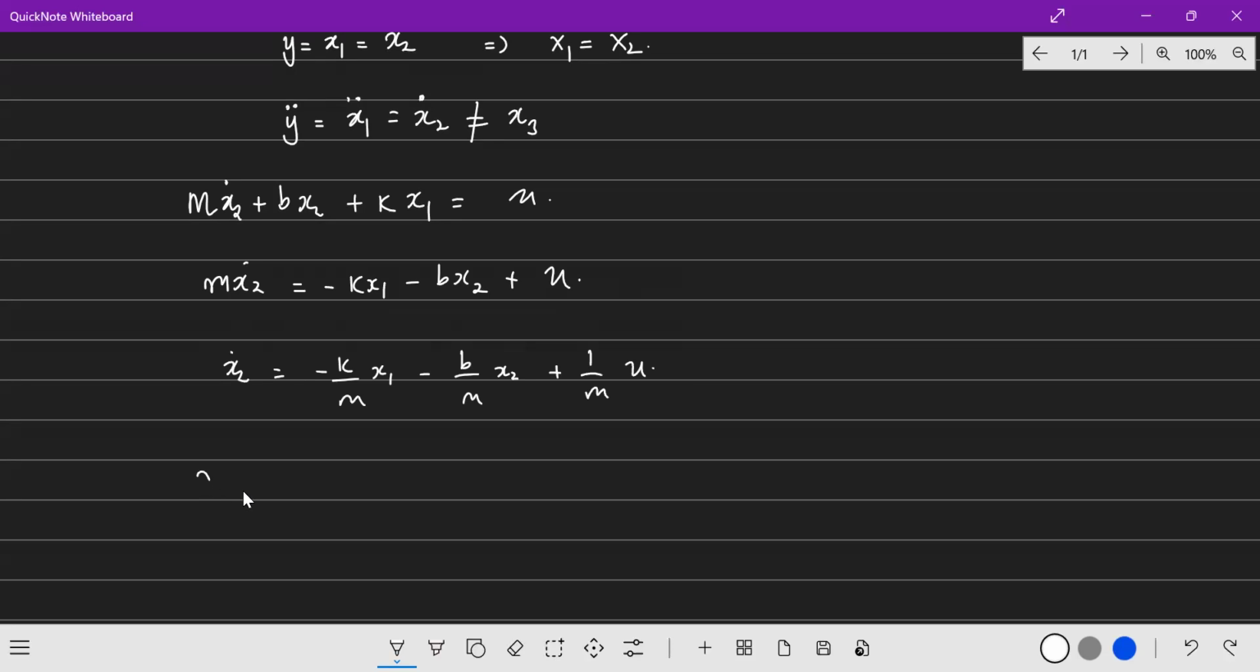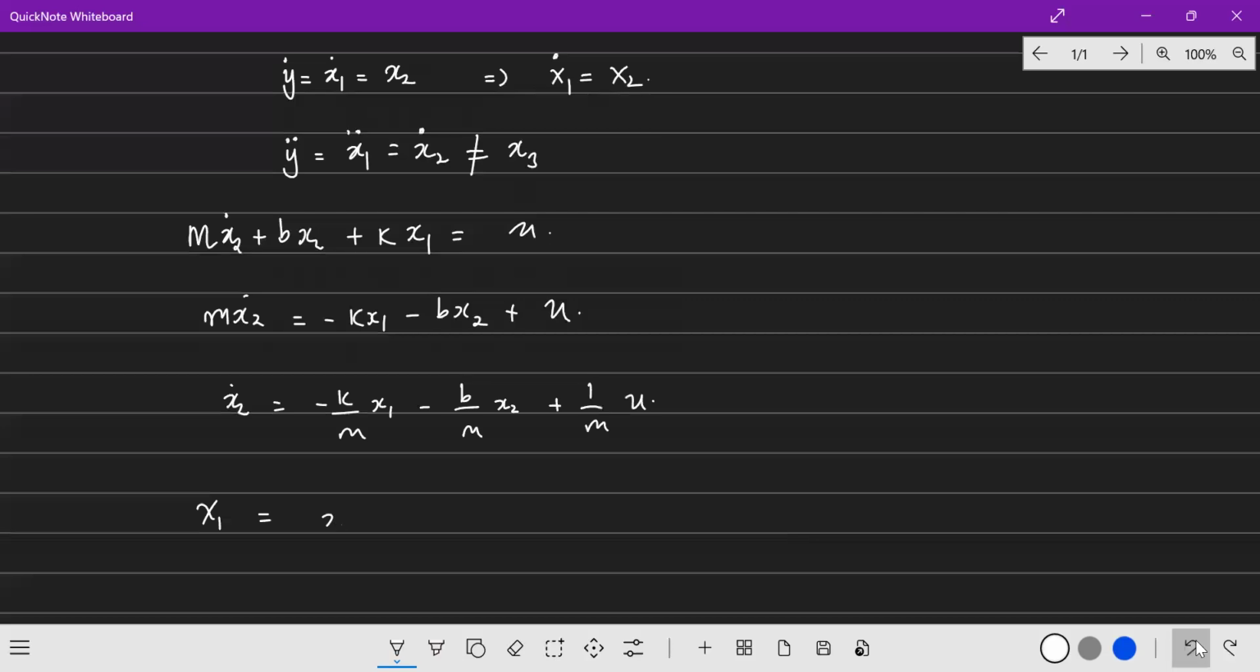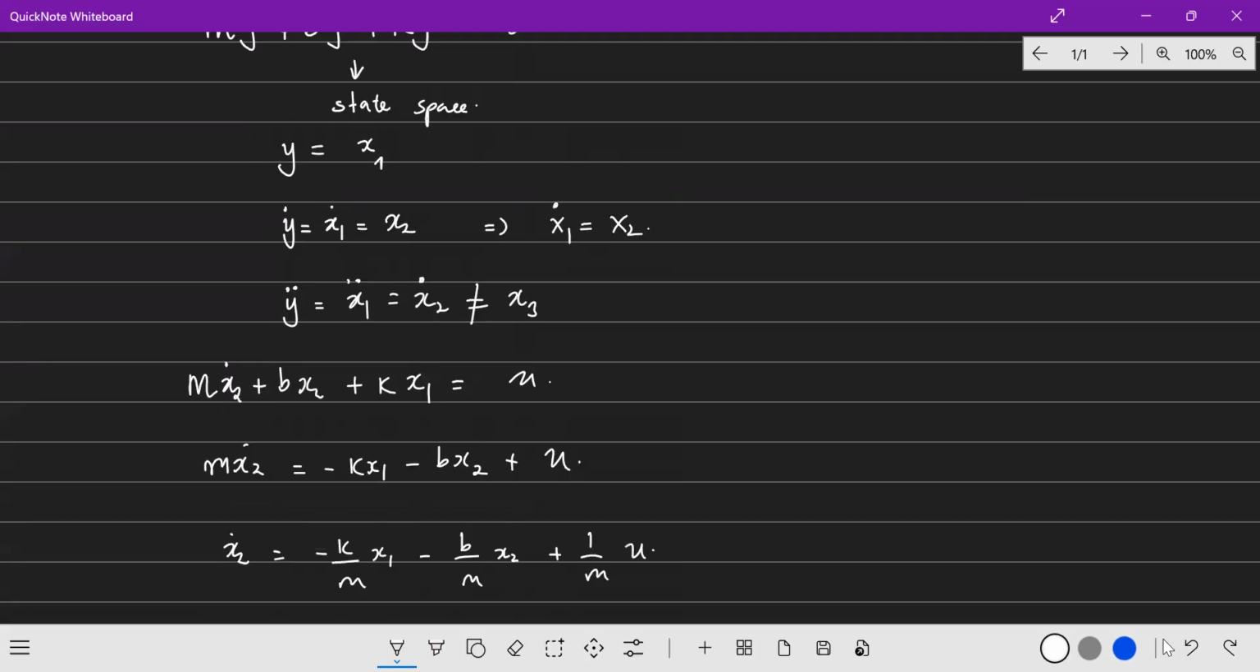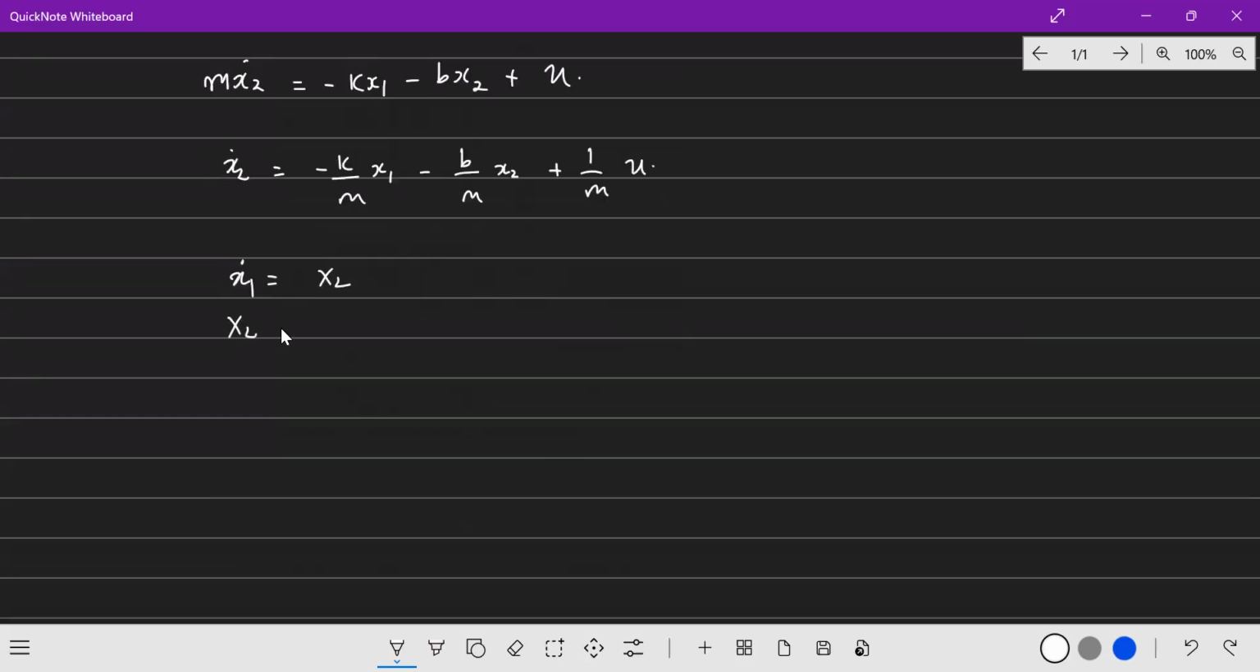Okay. Right, so now as you can see, let me just write now the derivatives of these states. So x1 dot was equal to what? x2, according to this here, right? And also x2 dot is equal to negative k over m x1 minus b over m x2 plus 1 over m u. Okay. All right, now let us see. So remember, we also have the output equation, right? Output equation is simply y is equal to x1. This just depends on the x1 state.